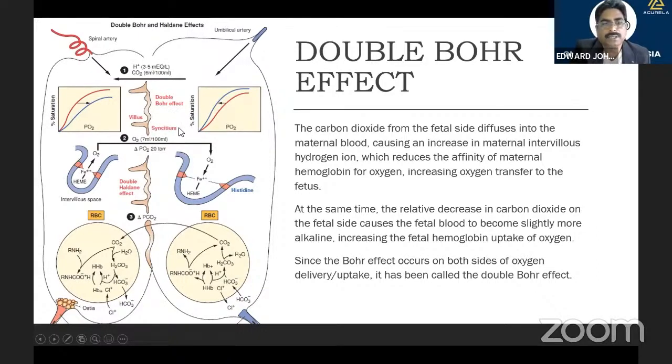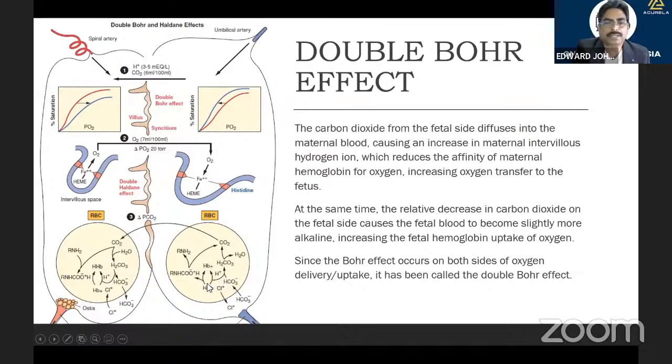So here also the hydrogen ion is increased. So the alkalinity and hypocarbia shift the ODC to the left. That means it increases the affinity of the fetal hemoglobin. It easily takes up the oxygen. So this is called the double Bohr effect. On the maternal side, it releases oxygen, and on the fetal side, it is taken up by the fetal hemoglobin. On the maternal side, it is the tense form that releases. On the fetal side, it is the relaxed form that accepts the oxygen. So this is the double Bohr effect.